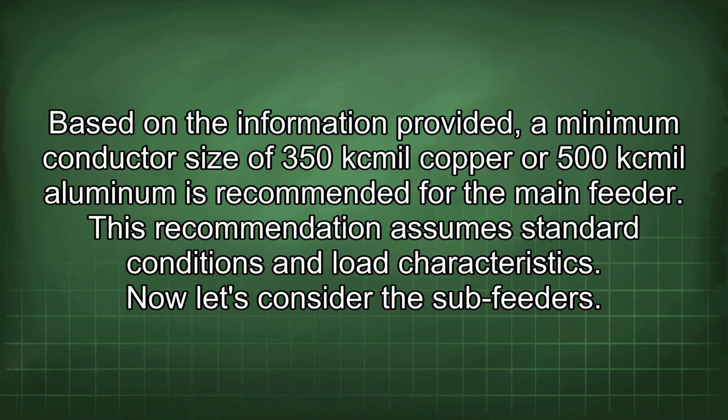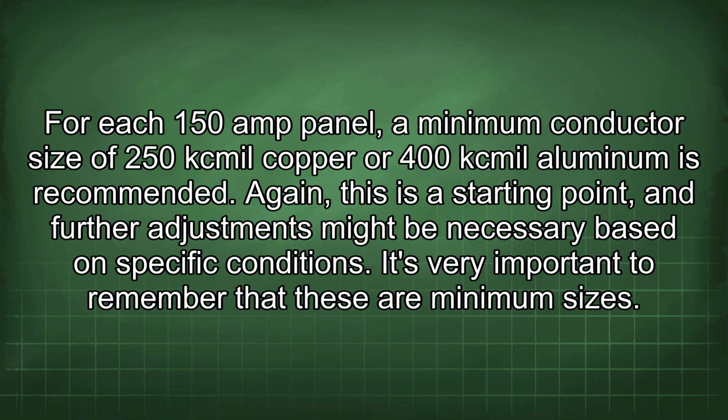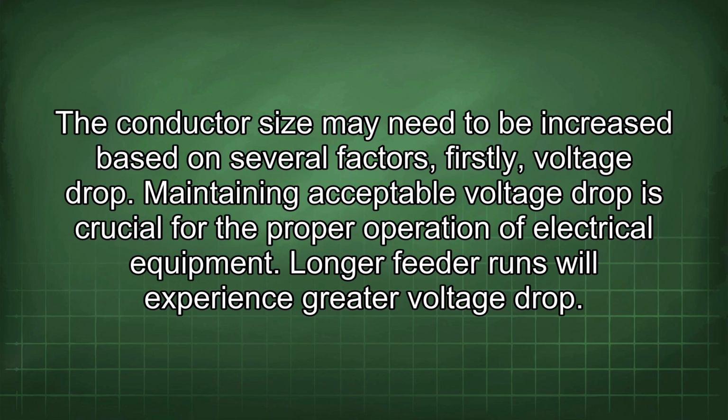This recommendation assumes standard conditions and load characteristics. Now let's consider the sub-feeders. For each 150 amp panel, a minimum conductor size of 250 kcmil copper or 400 kcmil aluminum is recommended. Again, this is a starting point, and further adjustments might be necessary based on specific conditions. It's very important to remember that these are minimum sizes. The conductor size may need to be increased based on several factors.